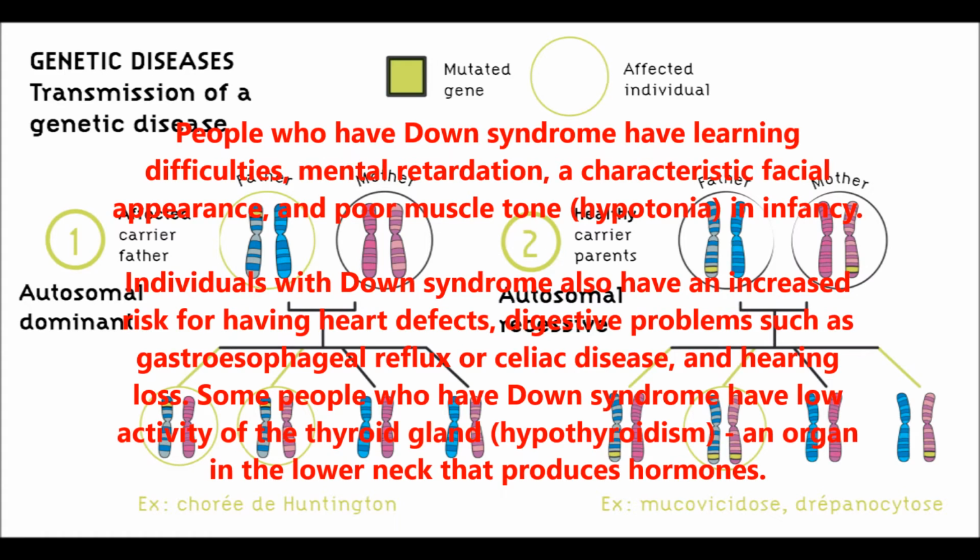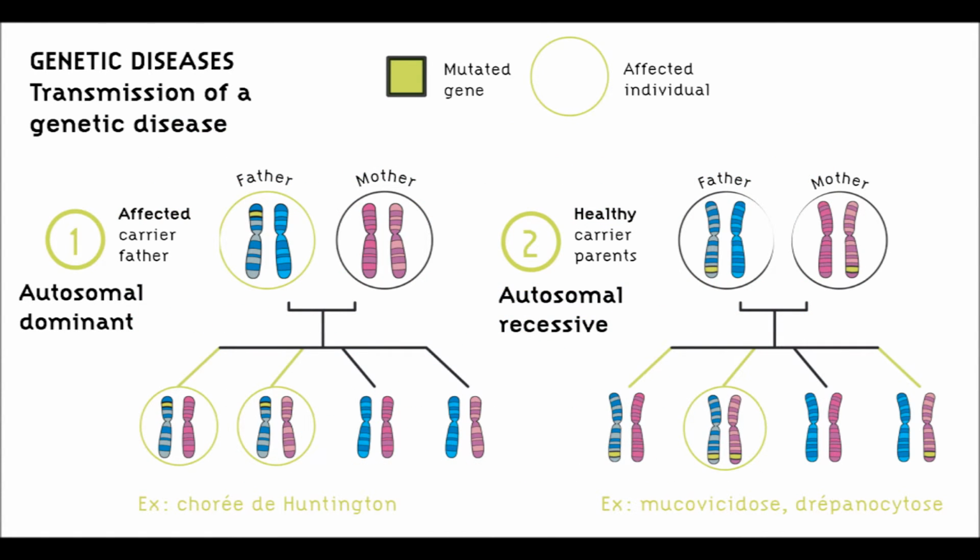What are the symptoms of Down syndrome? People who have Down syndrome have learning difficulties, mental retardation, a characteristic facial appearance, and poor muscle tone, hypotonia, in infancy. Individuals with Down syndrome also have an increased risk for having heart defects, digestive problems such as gastroesophageal reflux or celiac disease, and hearing loss.